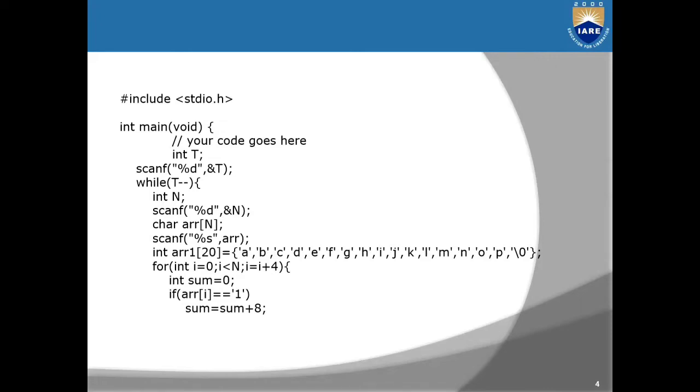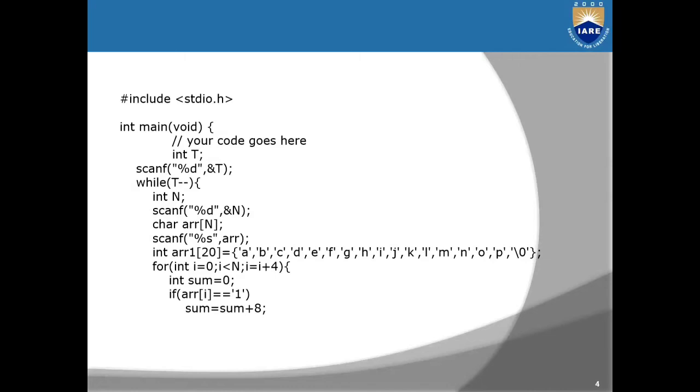In the next line, we use a for loop: for (int i = 0; i < n; i = i + 4). After the while condition is satisfied, it goes into the for loop. If the for loop condition is satisfied, then at the end it will increment i by 4, that is i = i + 4. Then next, int sum = 0.